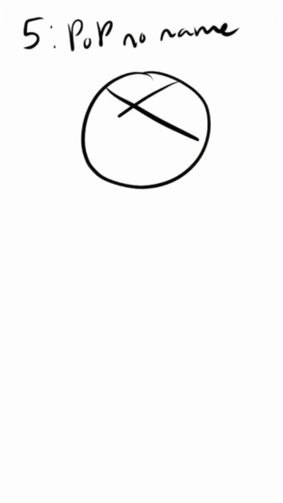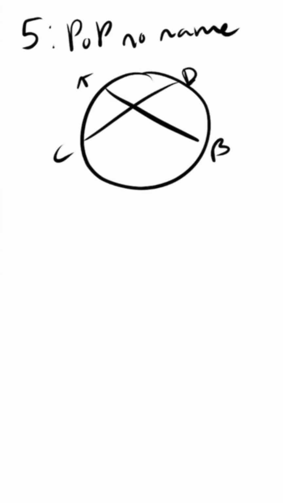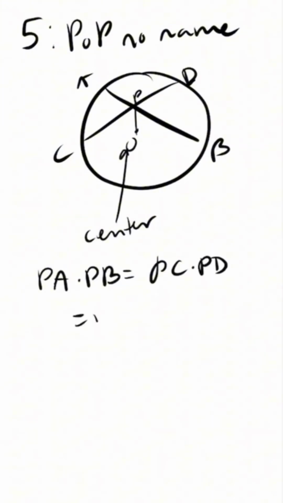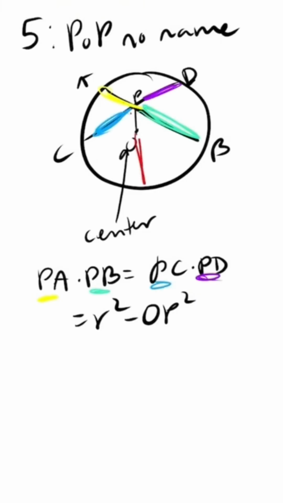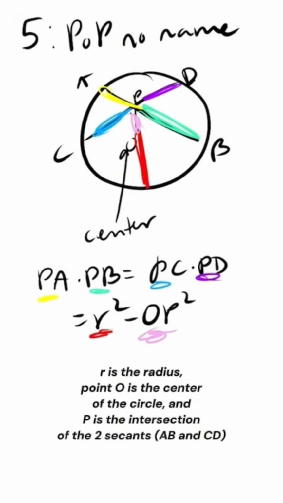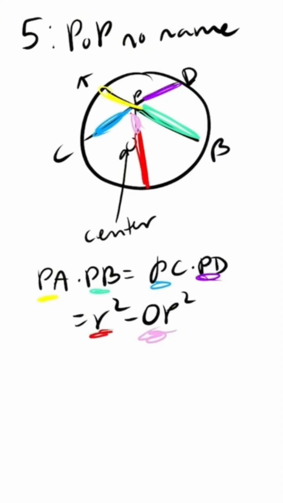I was actually originally going to do 5 theorems, but then I realized that I could condense them into 3, so I'm going to save a lot of your time. You're welcome. Anyways, these theorems are getting so weird because more and more of them are starting to have no names. But anyway, this one states that if we have 2 secants, as shown, PA times PB equals PC times PD, which equals R squared minus OP squared.